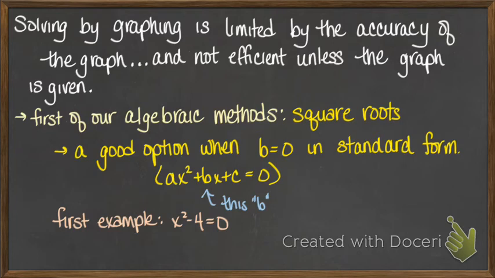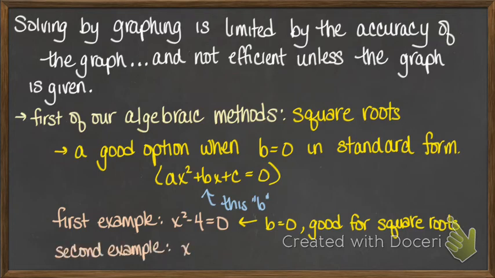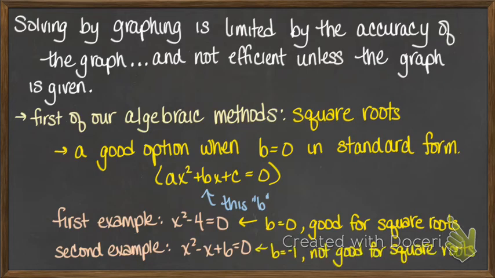If we look back at that first example, written in standard form, set equal to 0, x squared minus 4 equals 0. Notice that the b value doesn't exist. It's 0. So in this case, square roots would be a good choice. The second example, well, when that one was written in standard form, it had a b value that wasn't 0. It had b equal to -1. In this case, there's x in two places. That's not good for us in terms of square roots. We won't choose to go that route.